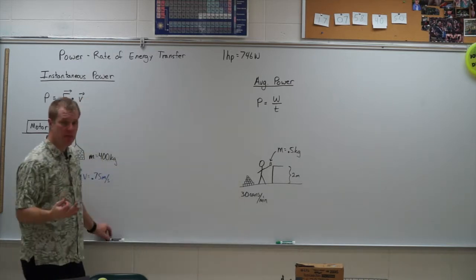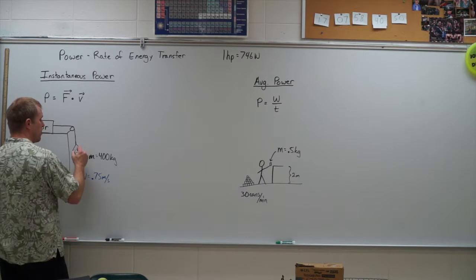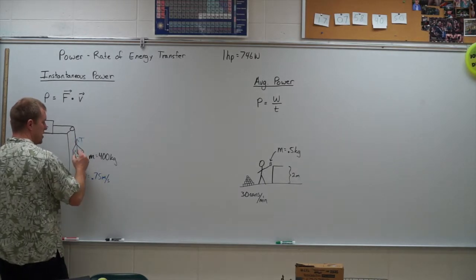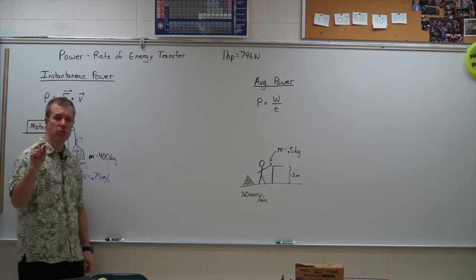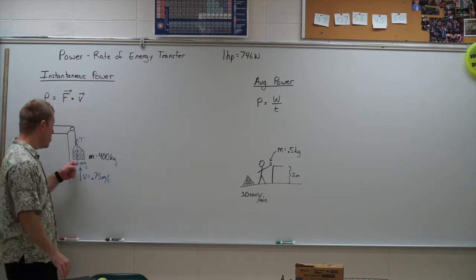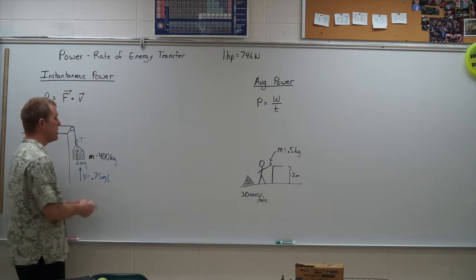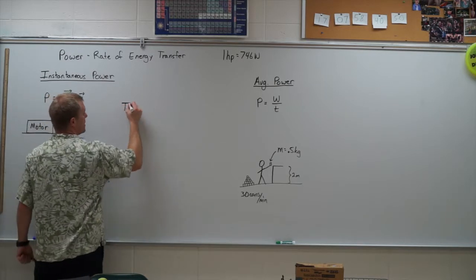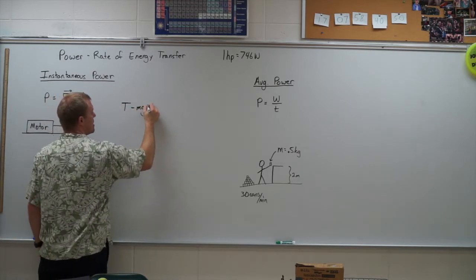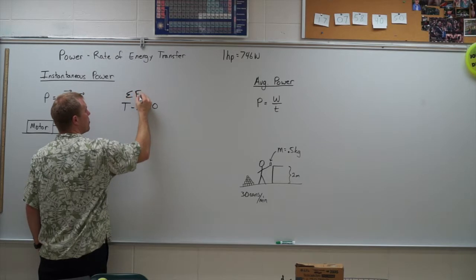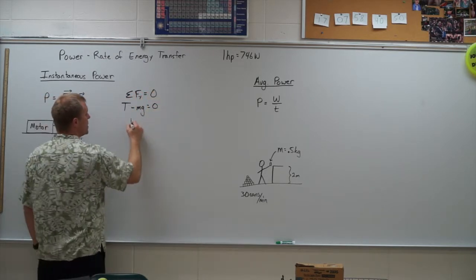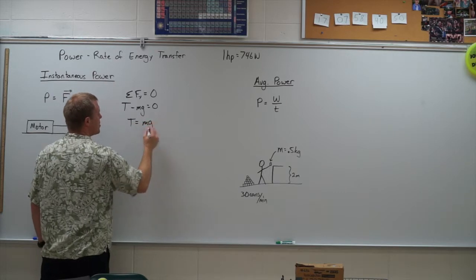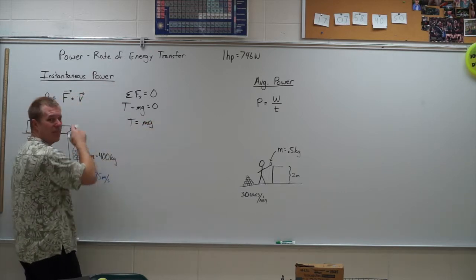So I would start with my free body diagram. I have a couple forces acting on here. I have the tension and I have gravity. Now because I did use the words constant velocity, we know that these two forces must add up to 0. So I can say that tension minus mg equals 0 when I add up the forces in the y direction because it is moving at a constant velocity. So the tension is equal to mg, so I do know my force being applied by my motor.